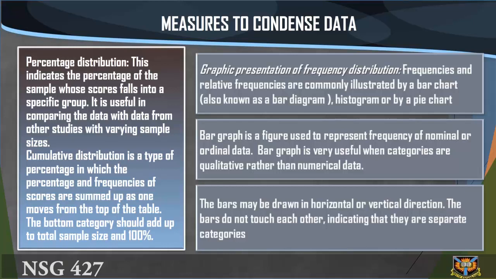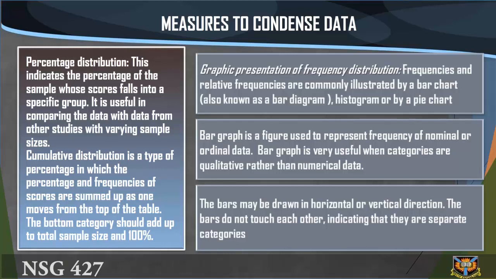Percentage distribution. This indicates the percentage of the sample whose scores fall into a specific group. It is useful in comparing the data with data from other studies with varying sample sizes. Cumulative distribution is a type of percentage in which the percentages and frequencies of scores are summed up as one moves from the top of the table. The bottom category should add up to the total sample size and 100%.